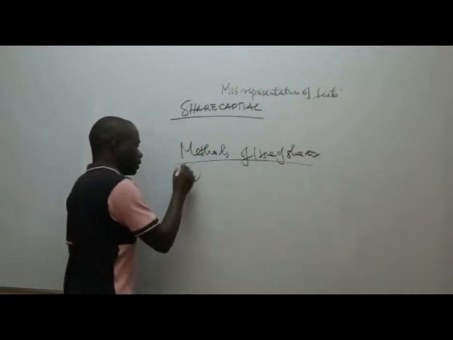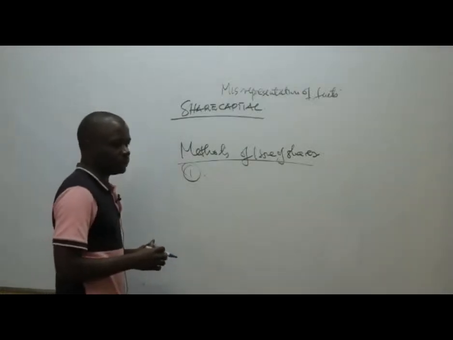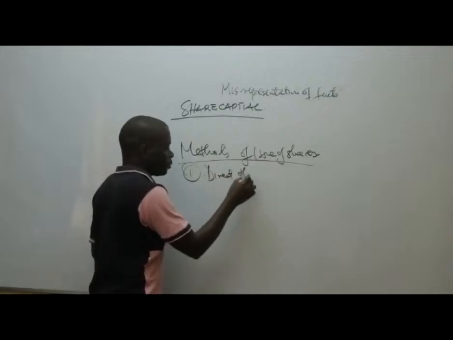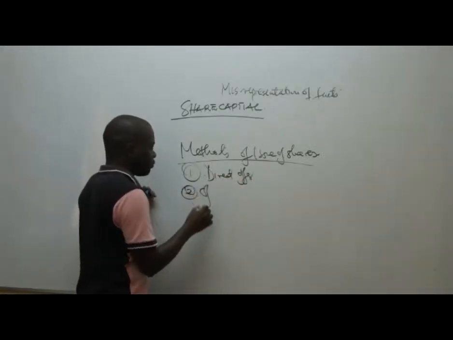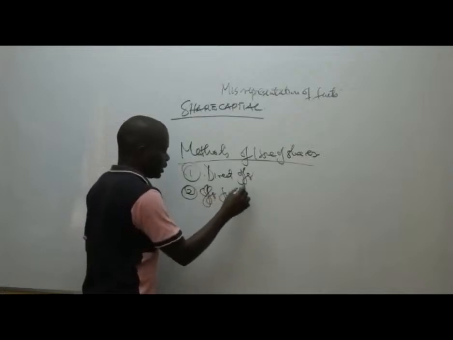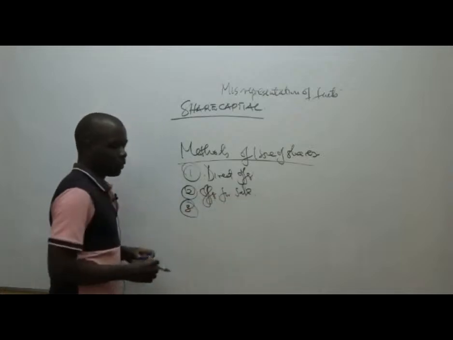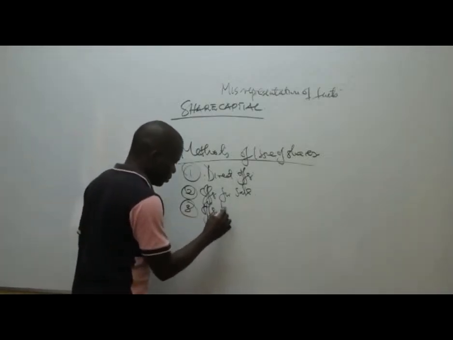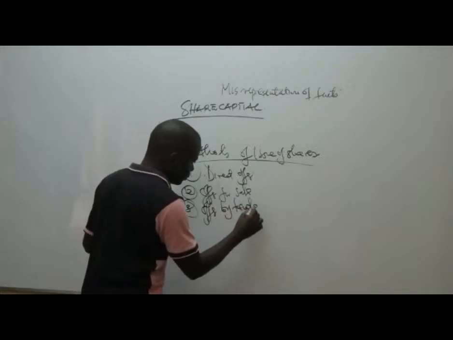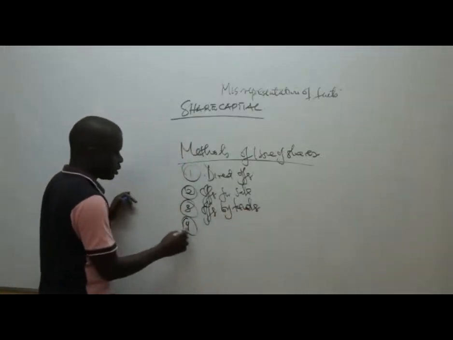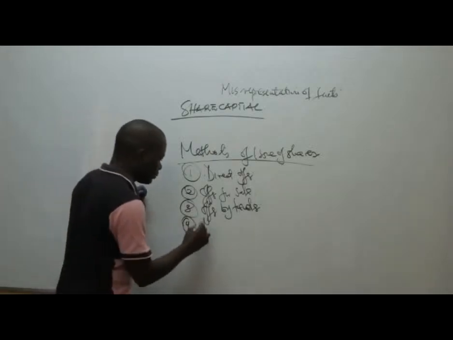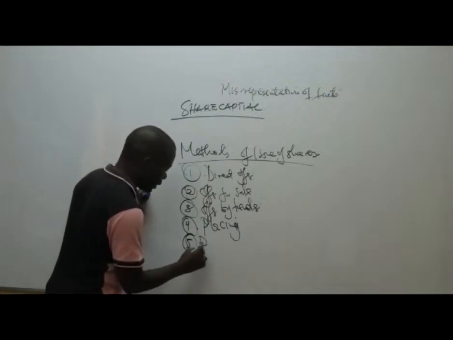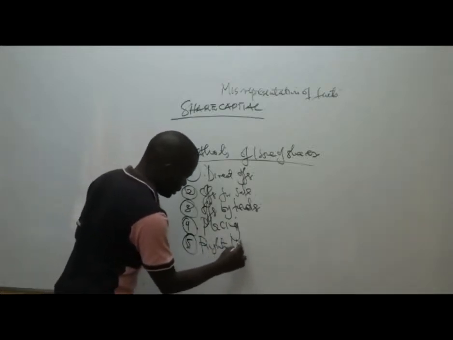So we can have number one, direct offer. Number two, you can have offer for sale. Number three, you can have what we call offer by tender. Then number four, we can have what we call placing. Then number five, the company can decide to do what we call a rights issue.